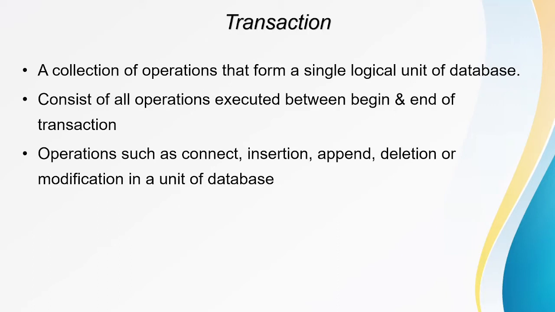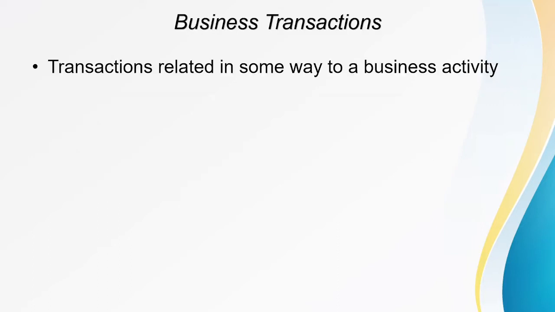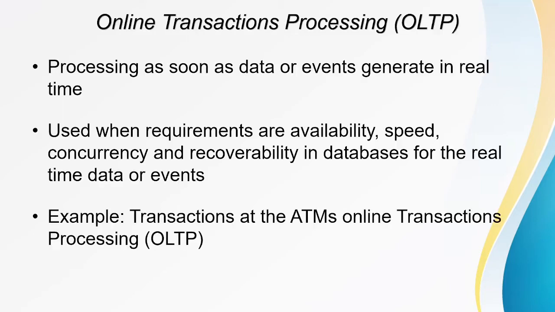Next we will see what a business transaction is. A business transaction is a transaction related in some way to a business activity. If a transaction is related to a business activity, then it is called a business transaction. Now let us see OLTP, that is online transaction processing.